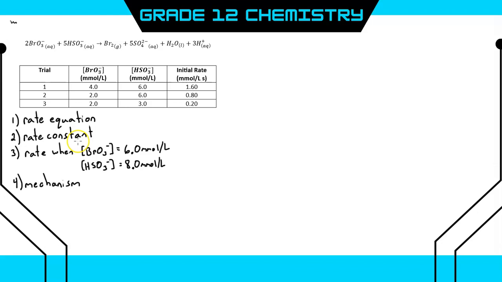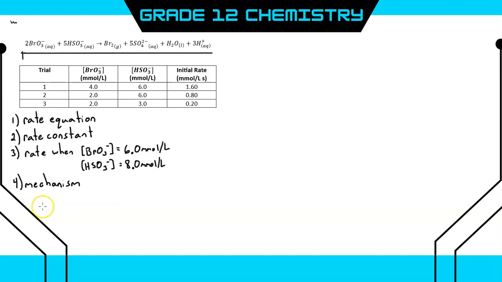In this grade 12 chemistry tutorial, I'm going to go over some basic concepts in the mini unit for rate of reaction. And I'm going to do that by looking at this chemical reaction here and this data that was gathered in a trial lab, for example. And then we're going to go over how we find the rate equation, from that how we find the rate constant, and then how to calculate a rate with different concentration. And then finally, I'll show you how to create some sort of proposed mechanism for this reaction.